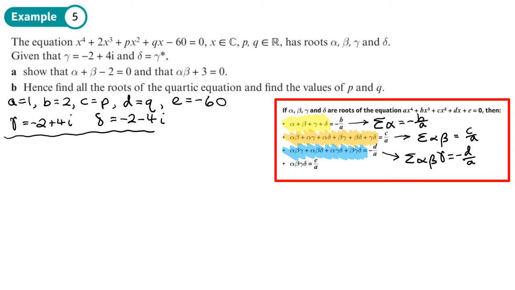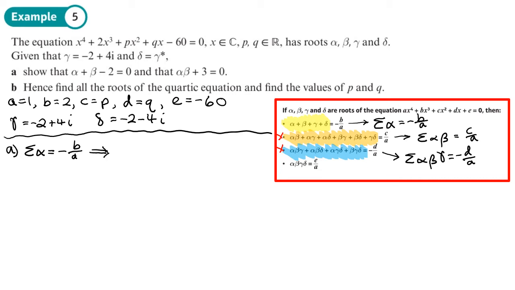So we're now ready to start part A. It says show alpha plus beta minus 2 equals 0. Now, I only know A, D, and E. So I need expressions that only use A, D, and E. So I can't make use of this or this, because the P and Q aren't known yet. And because I've got alpha plus beta, I'm going to be using the first expression, which I can write as sum of alpha. And I know the sum of alpha is equal to negative b over a.